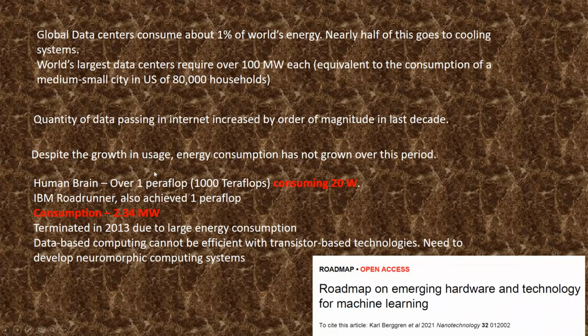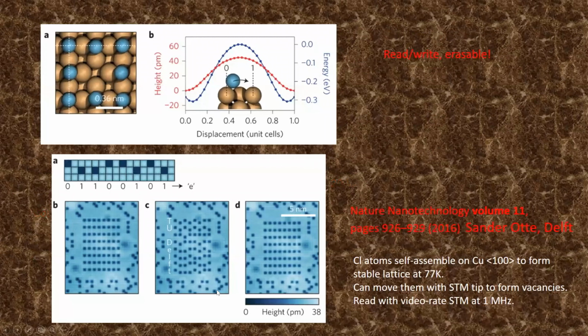You can see people writing in a lot of places. For instance, recently this appeared in Nanotechnology, the roadmap for the hardware and technology for machine learning, which involves all these new kinds of computing systems. And I just want to point out a couple of them related to our session.